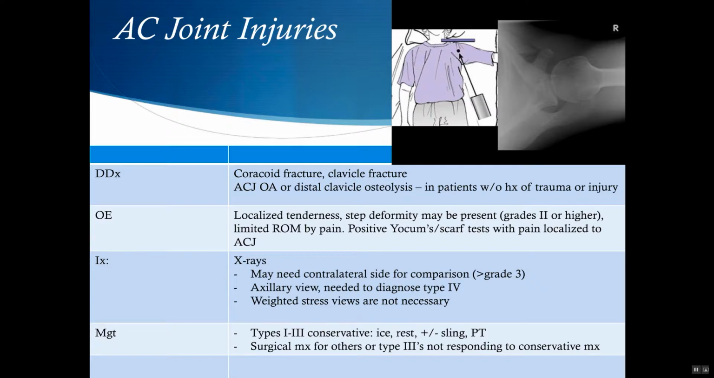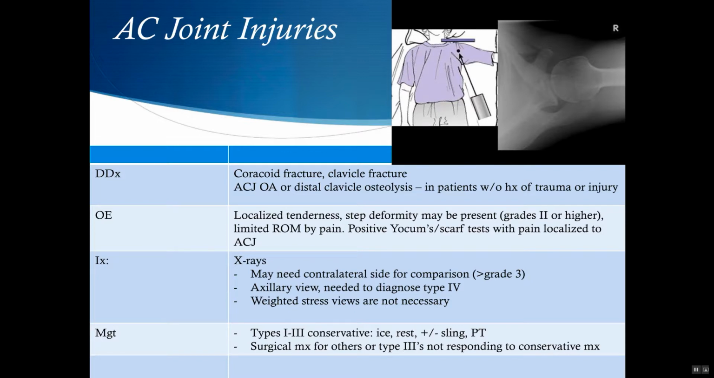The X-ray is your primary mode of imaging in these patients. You may want to get contralateral views for comparison, especially if you're looking at grade 3 injuries or higher. The axillary view may be needed to diagnose type 4 separations, as it best depicts posterior displacement of the clavicle. And then finally, weighted stress views are not typically necessary because they don't add much more to the clinical picture.